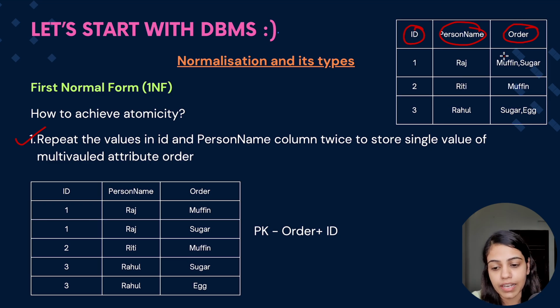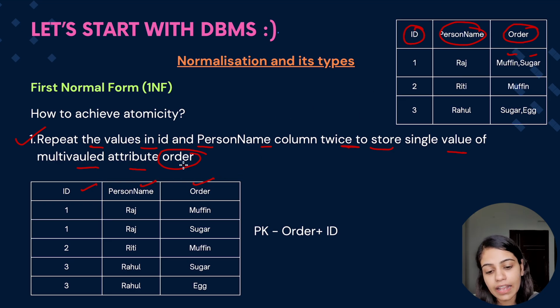So here we can repeat the values in the ID and person name columns twice, since we can see that there are 2 values for order for some of the entries. So we can repeat it twice to store a single value of the multi-valued attribute order. What we will do here is write down all the columns or all the attributes present in our table, and then we will see which is the multi-valued attribute.